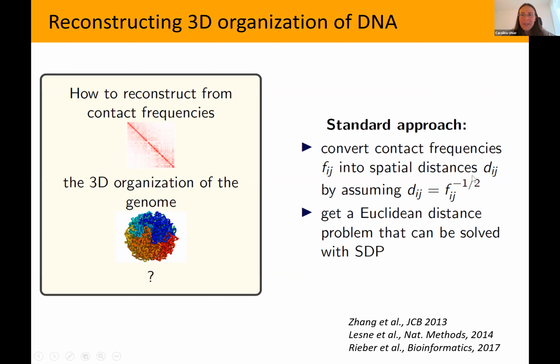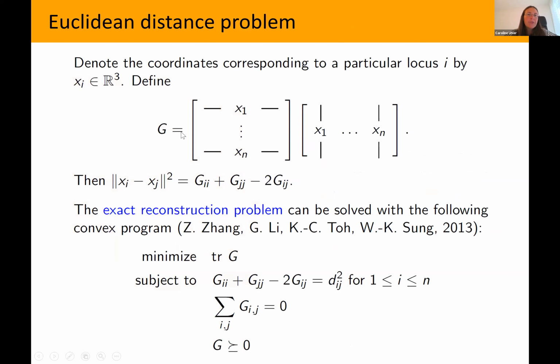So this is a problem all in itself of how do you translate frequencies into distances. You can do maximum likelihood estimation, etc., for what is the right kind of function that goes from frequencies to distances. But let's not worry about this problem for now. So let's turn these frequencies into distances, and then we just have a Euclidean distance problem that can be solved by an SDP. So what is this Euclidean distance problem? How do you solve it?